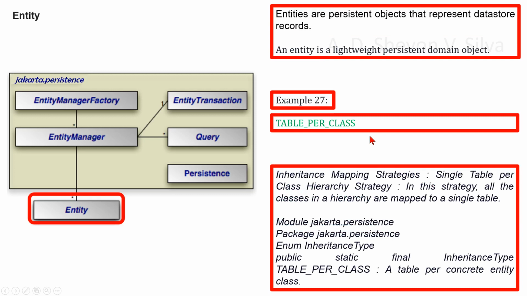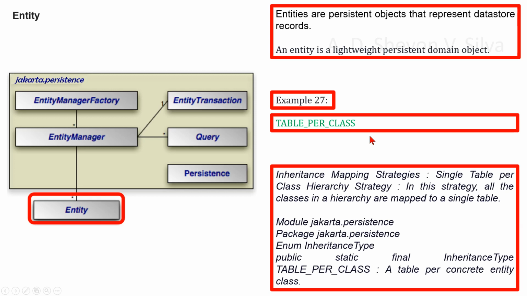Single table per class hierarchy strategy in inheritance mapping strategies. In this strategy, all the classes in the hierarchy are mapped to a single table. In the enum InheritanceType, in package jakarta.persistence, in module jakarta.persistence, there is public static final InheritanceType TABLE_PER_CLASS, a table per concrete entity class.